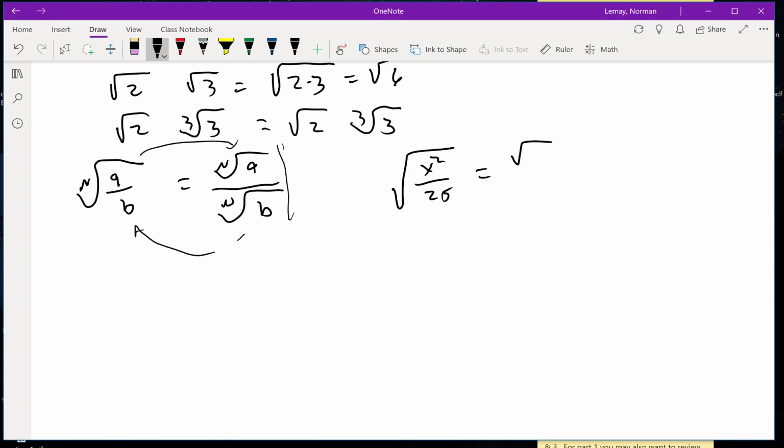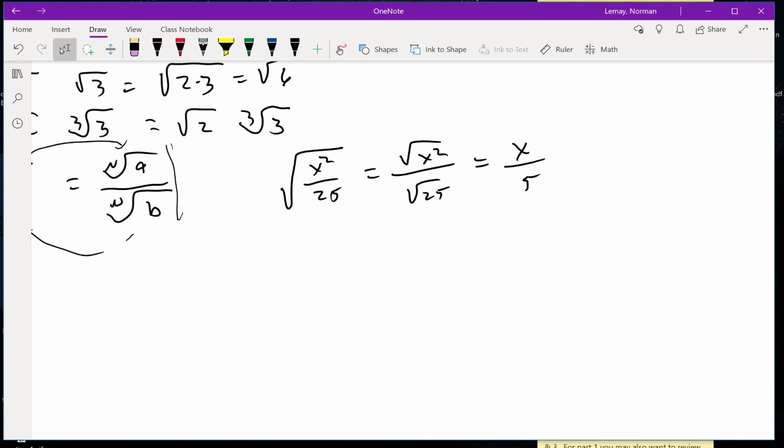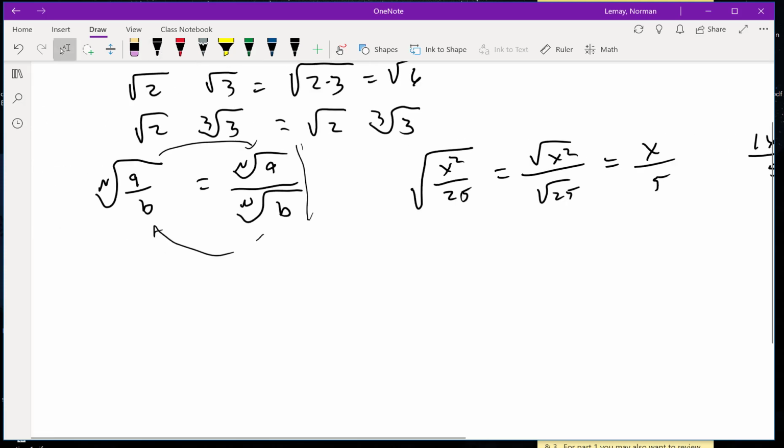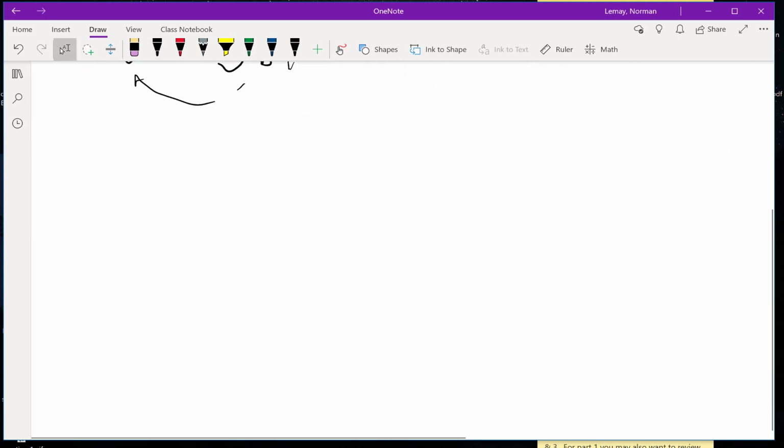This is going to be the square root of x squared over the square root of 25, which is going to be x divided by 5. Okay. And if we take special considerations, in general, I probably should say, based upon what we've discussed before, something like this. So that's what we'll be taking a look at, and we can do quite a bit.